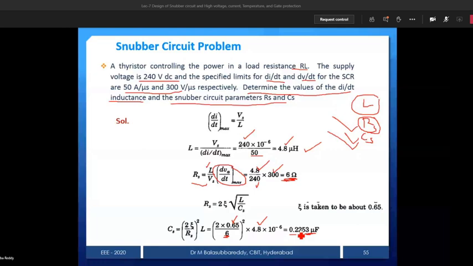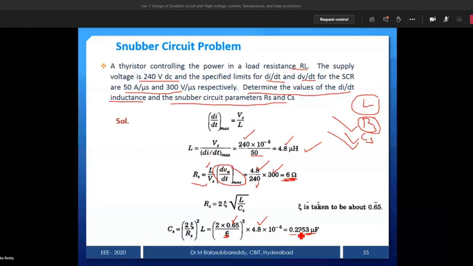A very important question. Sometimes they may ask a direct problem, and sometimes they may ask to design a snubber circuit followed by the problem. Anything. So whatever formulas there are, only 3 formulas: L, RS and CS.